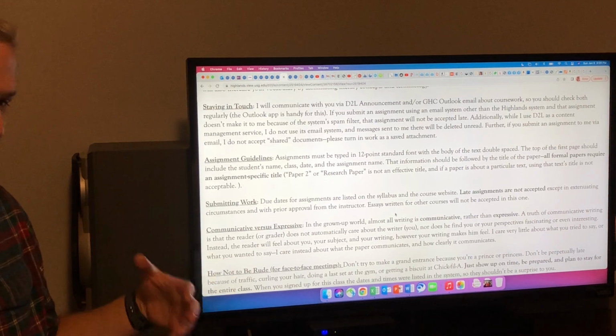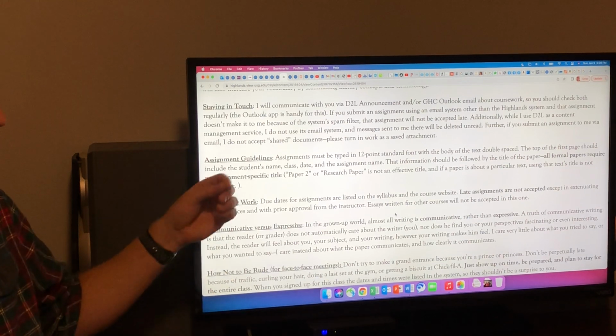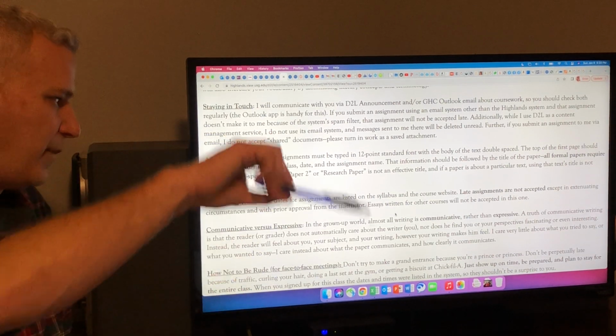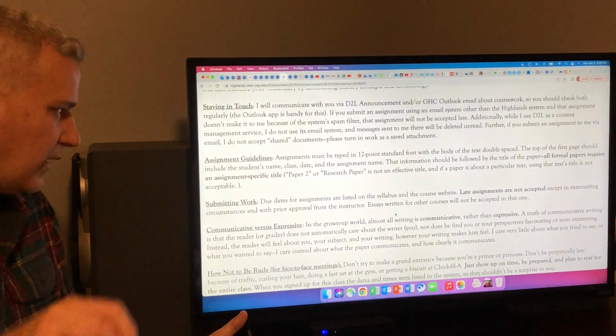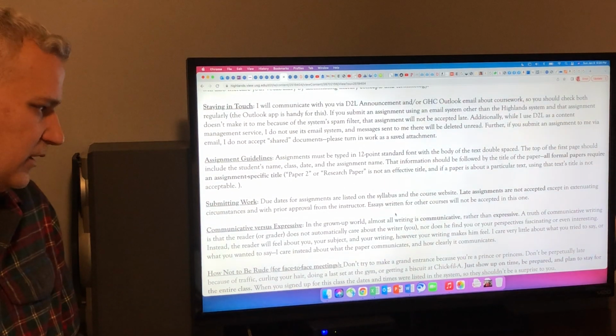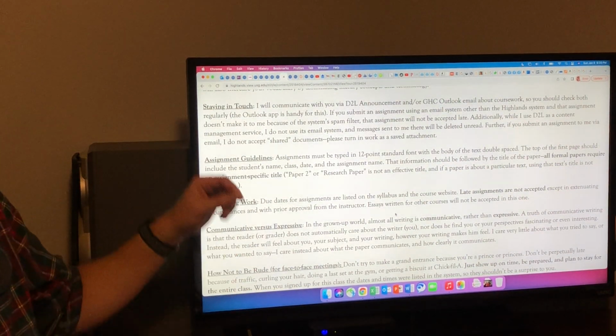The short answer exams, you don't need a title, but when you're turning in a paper to me, it needs some kind of title. A paper 2 or research paper is not an effective title, and if a paper is about a particular text, something that we've read, don't steal that text's title and recycle it into your title. Come up with your own unique, specific title.